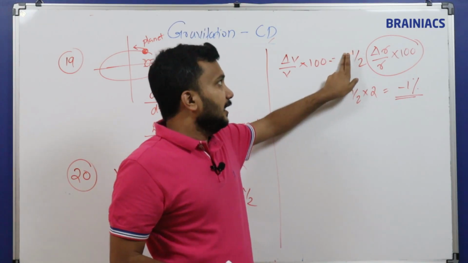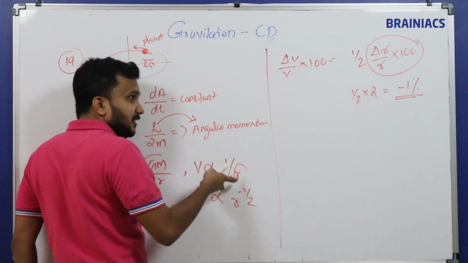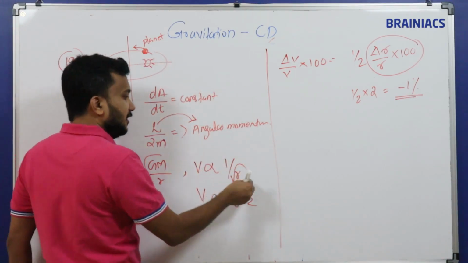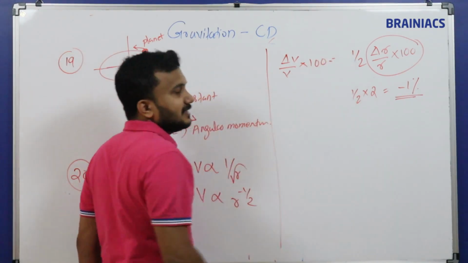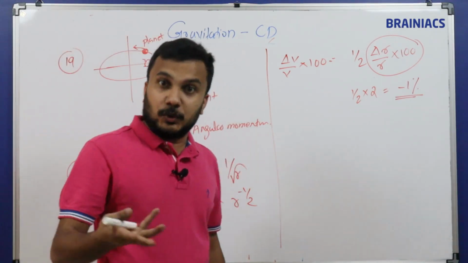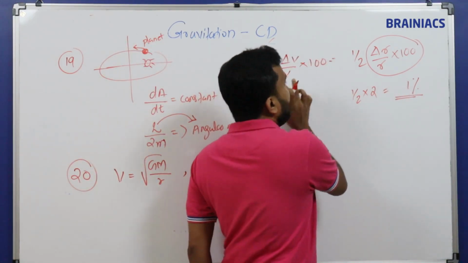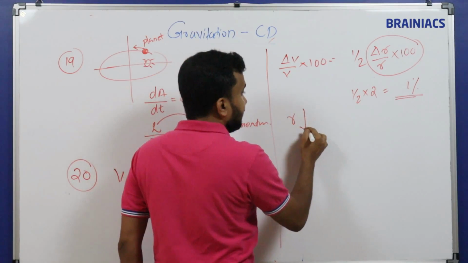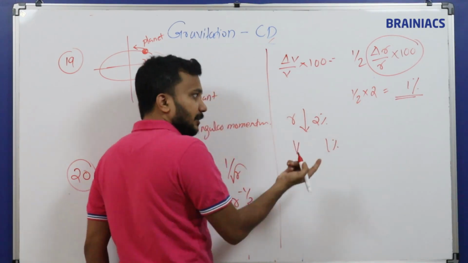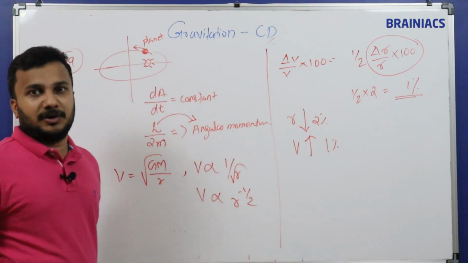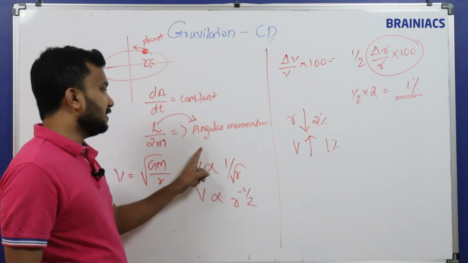Why I am telling this: this minus indicates these are in reverse proportion. When this decreases, this increases. When this increases, this decreases. To represent that only, this minus is coming. So it's not necessary that you represent the minus, because you already know one is decreasing, and the other is increasing. So you are getting 1%. Now r decreases by 2%, but v changes by 1%. V will be increased by 1%. So both are in reverse proportion, so of course it is plus. One is increasing, one is decreasing.